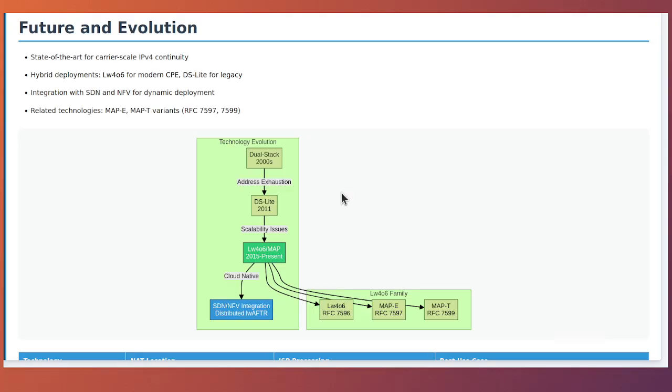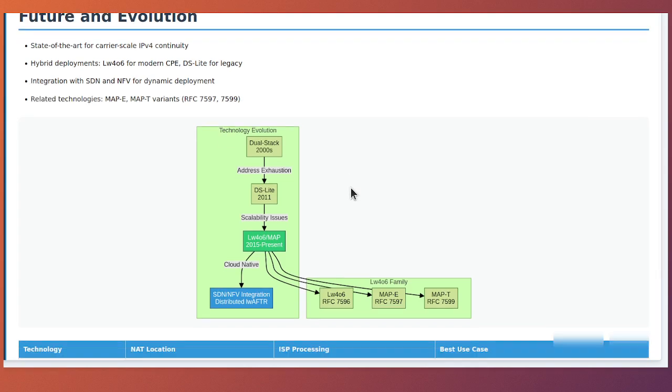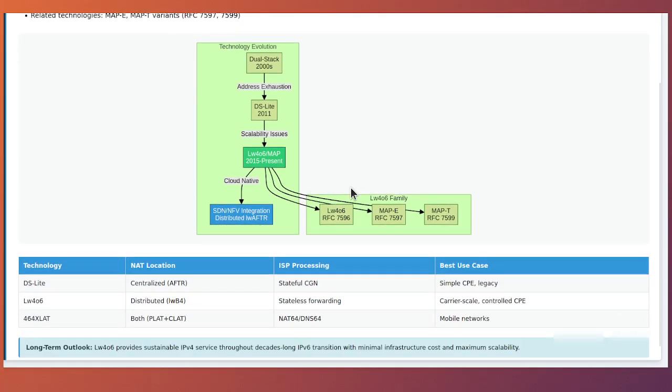The technology is particularly well-suited for environments where the ISP controls the CPE and can ensure proper lwB4 implementation. We are seeing increased adoption in carrier and enterprise networks, particularly in regions where IPv4 address scarcity is most acute and where ISPs have already deployed DS Lite and are looking for the next evolution.